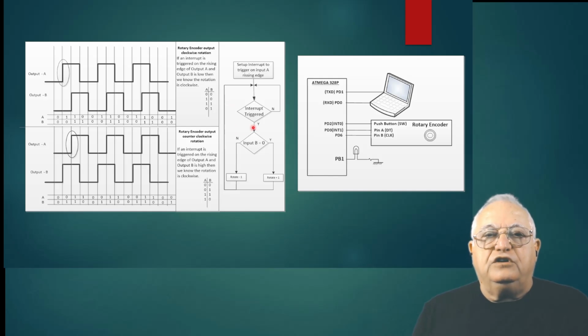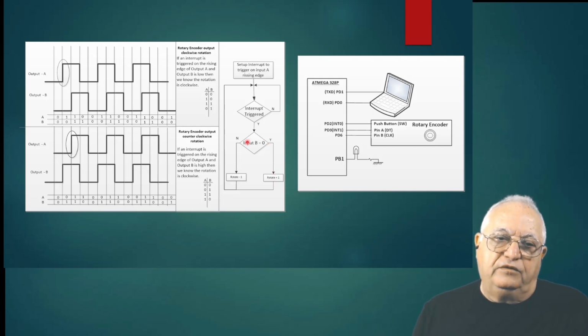So let's see how the logic is going to go. Set up the interrupt to trigger on input A rising edge. Did the interrupt trigger? Yes. Is input B 0? Then we increment the counter. If it's not 0, then we decrement the counter. So let's look at the code that will handle this.